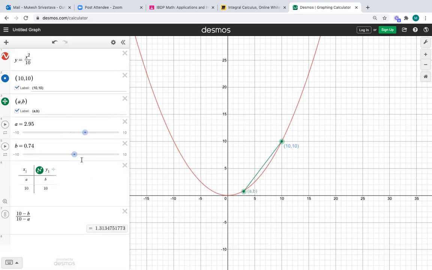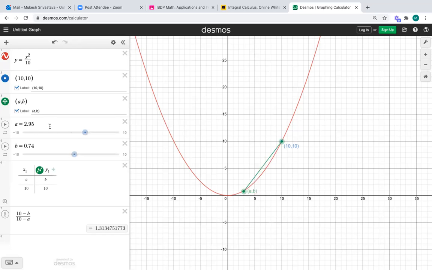Now it is 1.313. You see my coordinates are here. When A is 2.95 and B is 0.74, the gradient is 0.5. Correct. So you understand? Do you appreciate that?